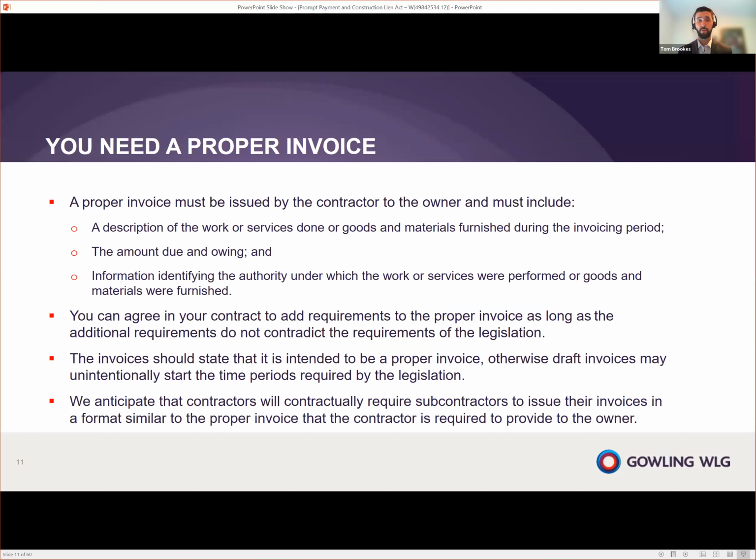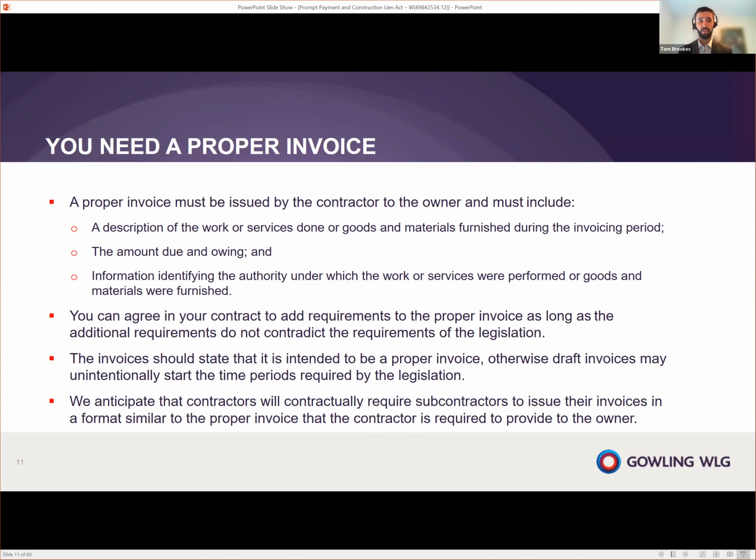So I've spoken about the term proper invoice. Let's go into that in more detail. So a proper invoice must be issued by the contractor to the owner, and it must include some specific information that the legislation requires. This includes a description of the work or services performed or the goods supplied, the amount due or owing, and the information identifying the authority under which the work or services were performed. So these are the legislative minimums. The owner is entitled to add additional requirements in the prime contract, so long as those additional requirements don't contradict the requirements of the legislation.